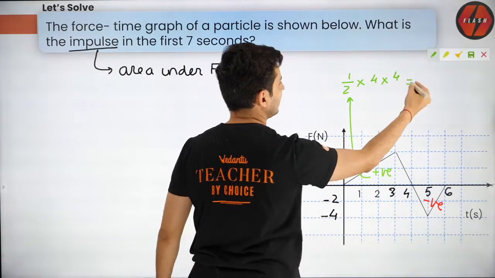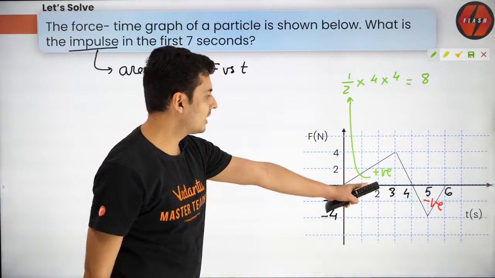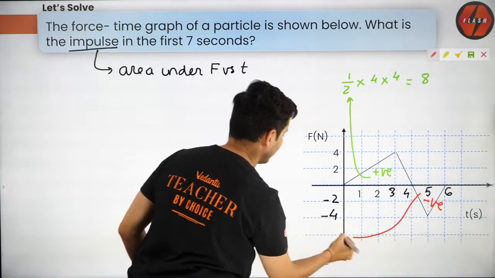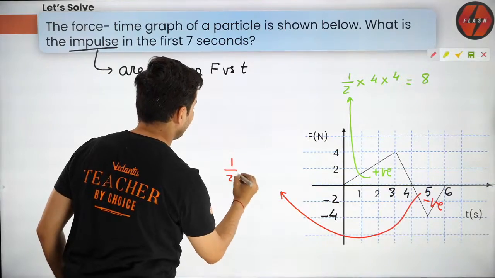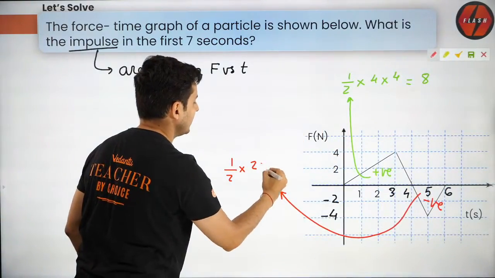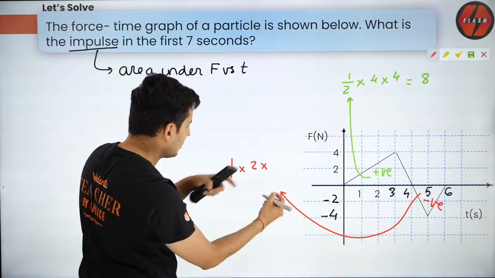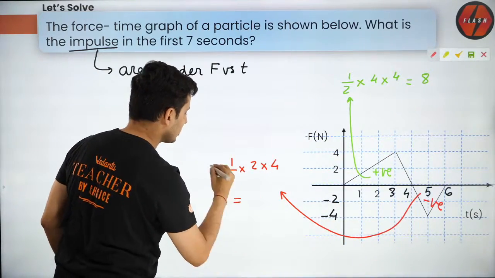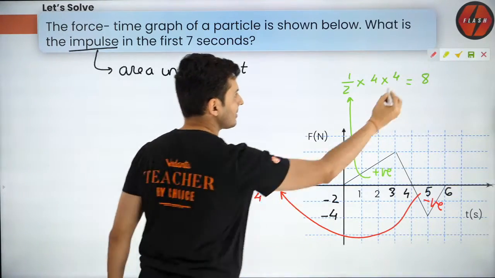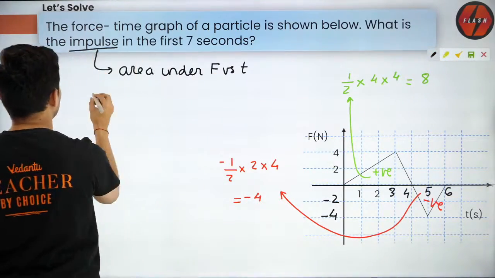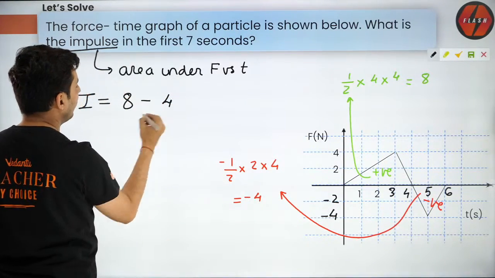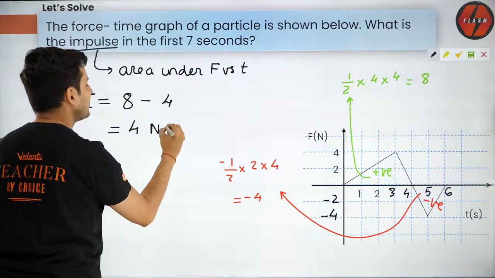So it will be 4 2s are nothing but 8. So that's what it will be on the top. But if I ask you what is the area over here, that will be half into the base of the triangle. Think about it, it is 2 units, into the height is 4 units. So it will be, actually speaking, minus area, so it will be minus 4. So hence, guys, if I ask you what is the impulse, that will be 8 minus 4, which is just going to be 4 Newton second.